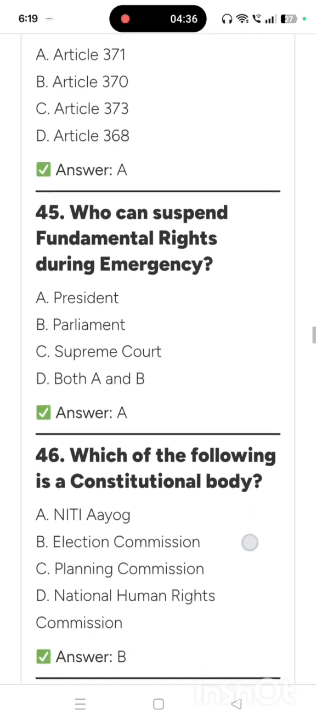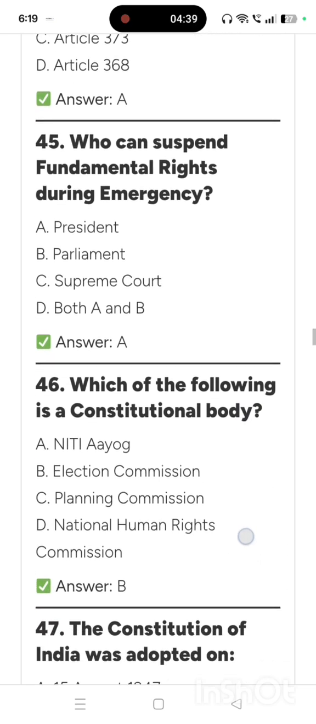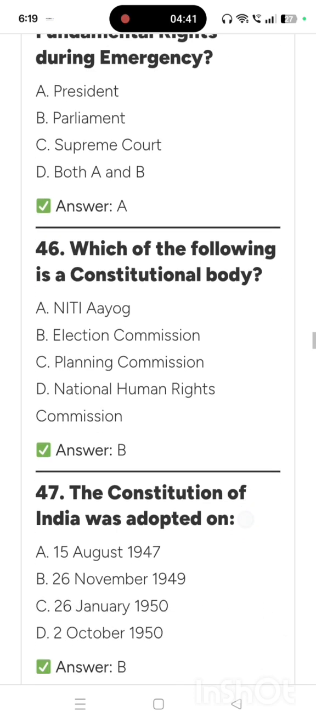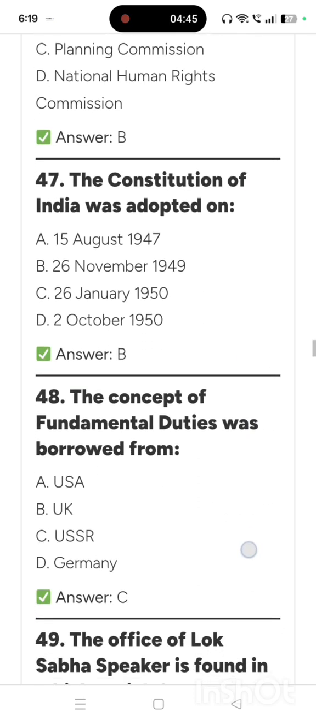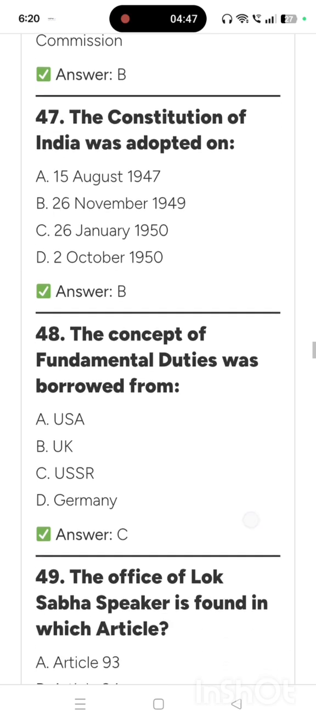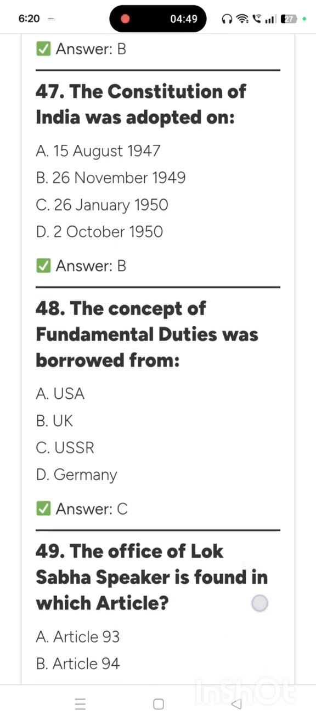Article 371. Who can suspend fundamental rights during emergency? President. Which of the following is a constitutional body? Election Commission. The Constitution of India was adopted on 26 November 1949.